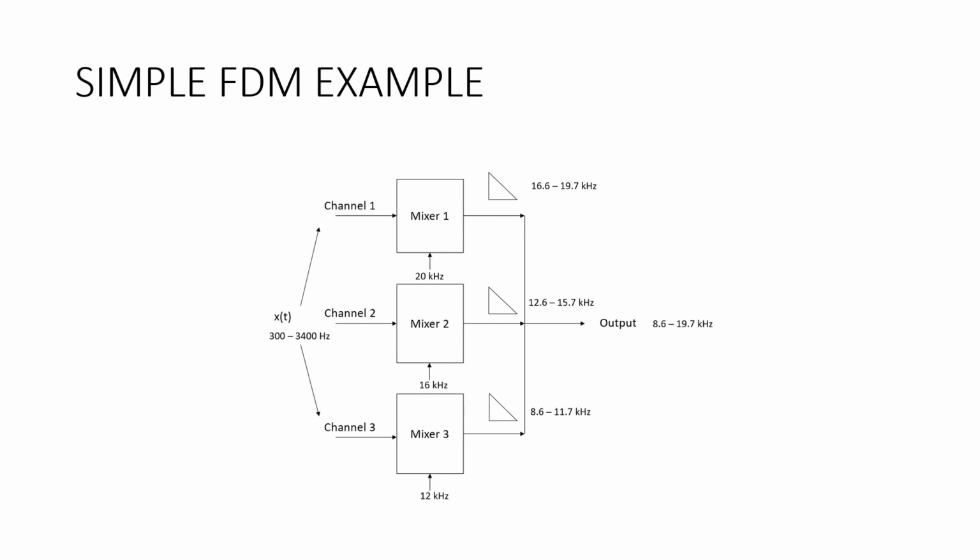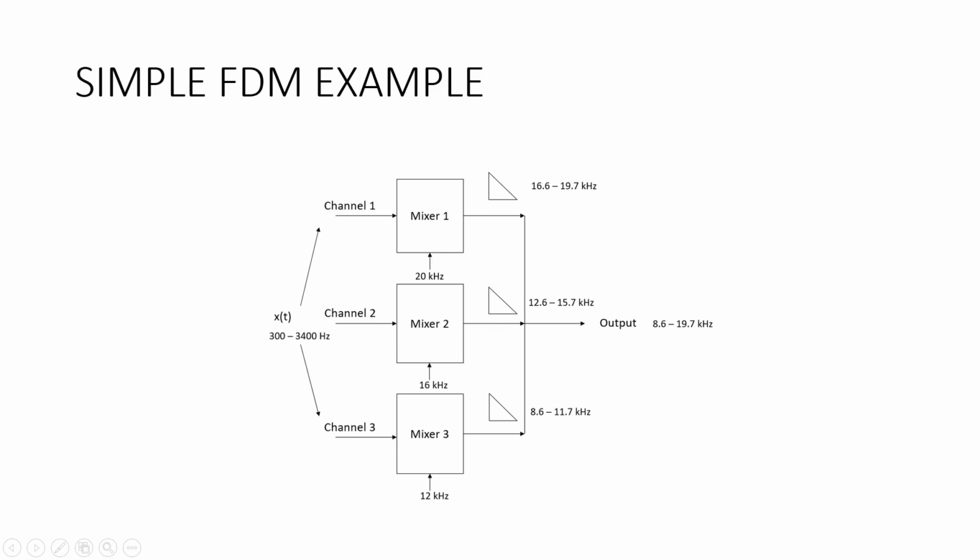This is a simple example of FDM. The same input signal x(t) is given to 3 different mixers so that it produces 3 frequency shifted signals. The first mixer has an oscillator frequency of 20 kHz. Mixer 2 has an oscillator frequency of 16 kHz. Mixer 3 has 12 kHz. So that it produces different frequency ranges.